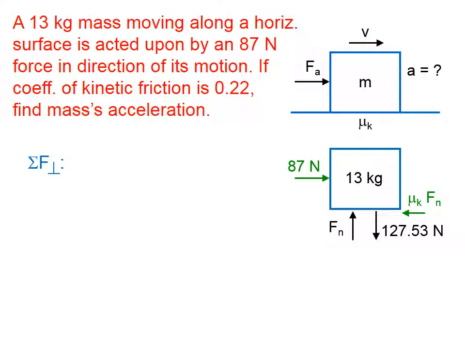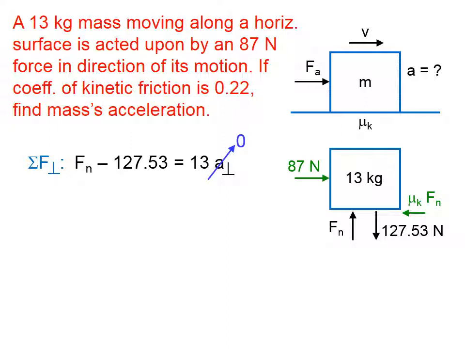So let's write a Newton's second law equation. Let's do the perpendicular direction first. It looks like from our free body diagram that we have the normal force upwards minus 127.53, which is m times g, and that should equal the mass, which is 13 kilograms, times the acceleration perpendicular to the surface. This mass will not be accelerating perpendicular to the surface because it's not going to suddenly jump off the surface or be sucked into the surface.